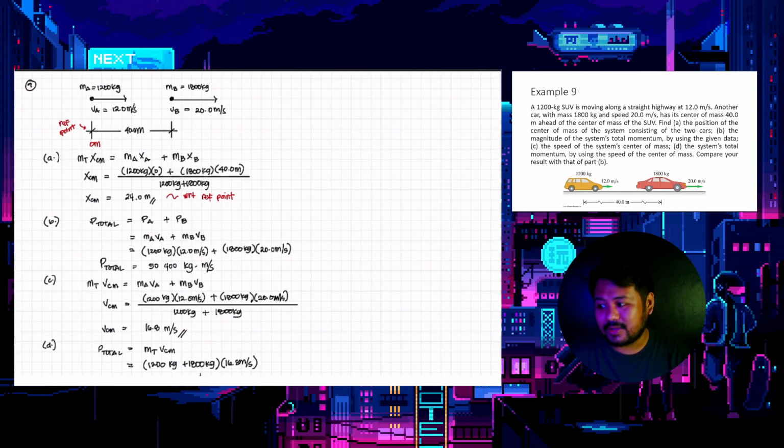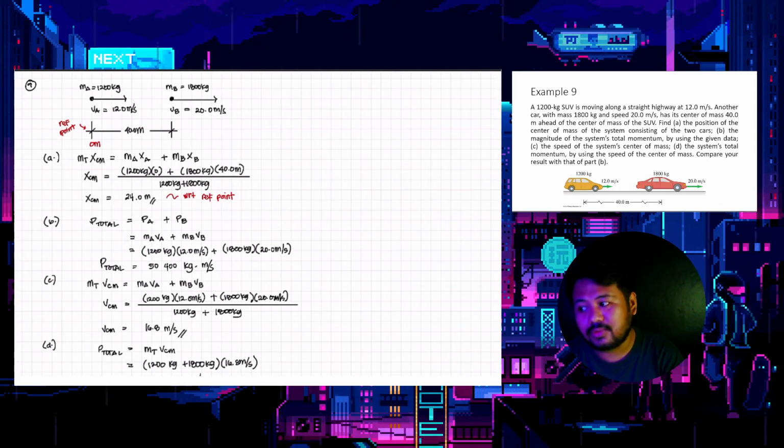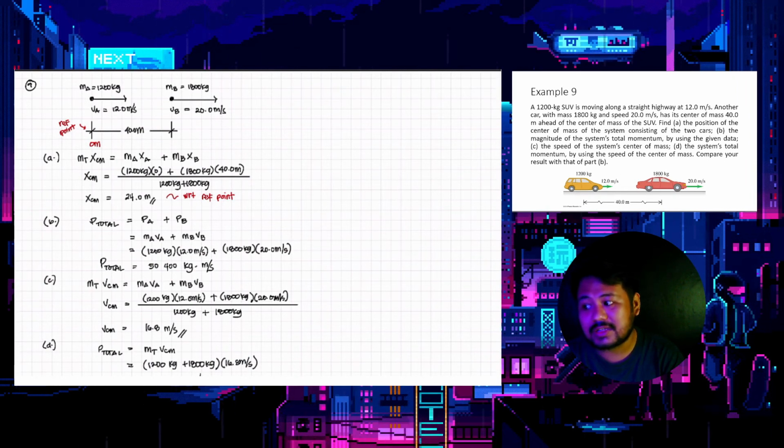Example number 9. A 1,200 kilogram SUV is moving along a straight highway at 12 meters per second. Another car with mass 1,800 kilogram and speed 20 meters per second has its center of mass 40 meters ahead of the center of mass of the SUV. Find A, the position of the center of mass of the system consisting of the two cars.